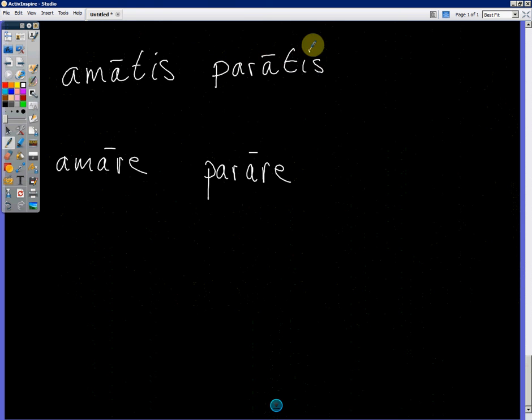If I want to say, let's take this verb we haven't done for a while, necare. Necare means, if you remember, to kill. If I want to say you kill, I go to the stem, taking off the re, neca, tis on the end. That means you kill. So we're using our prior knowledge to get new knowledge and to do new things. That's clever, isn't it?